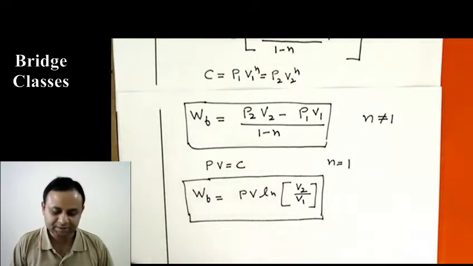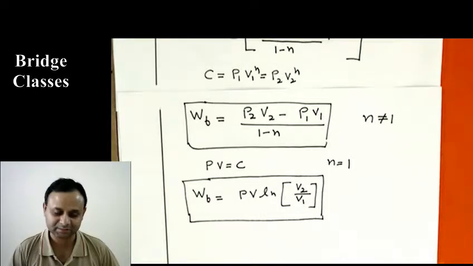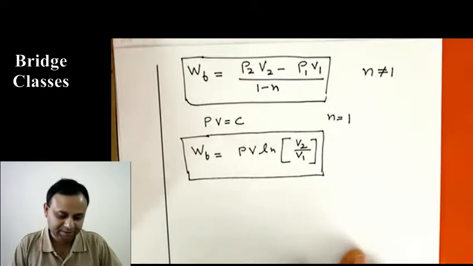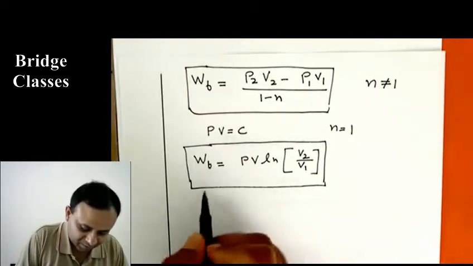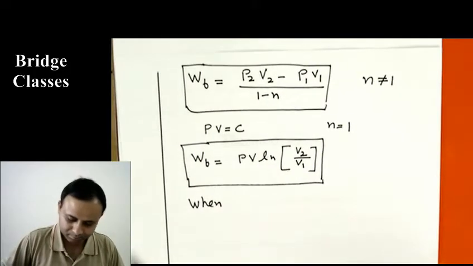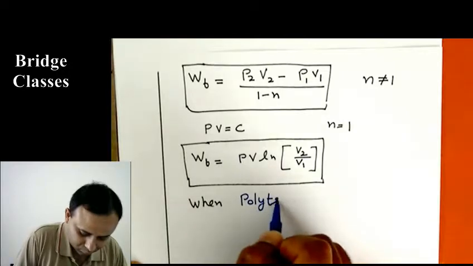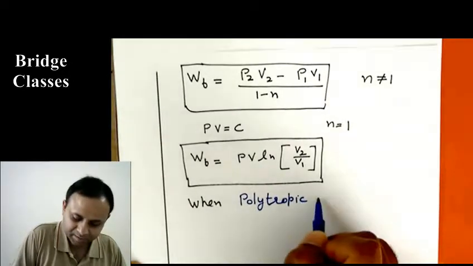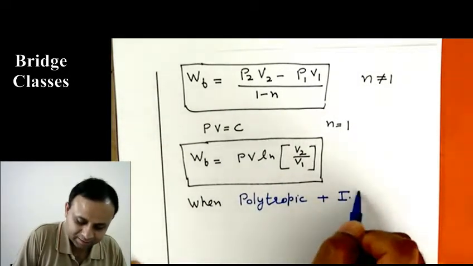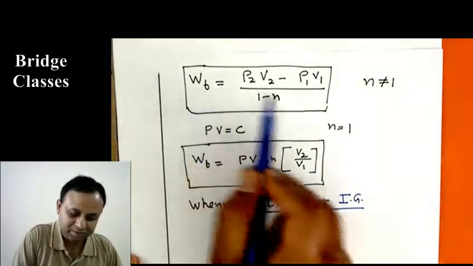And these equations are valid for any substance, because if the process is PV to the N is constant, we did not say what the substance is. These are valid for any substance. A special case is when the process is polytropic and the substance is also an ideal gas. Okay, then we can reduce these equations further.